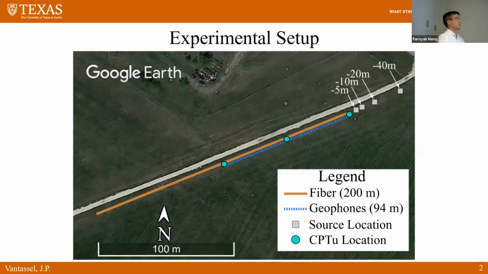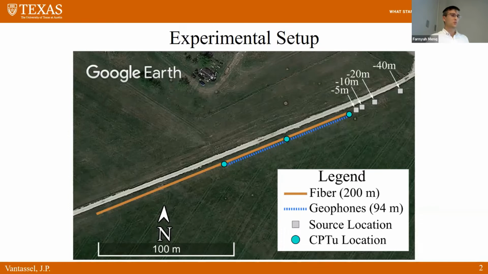Okay, so this is the site at Hornsby Bend. You've heard a few people talk about this in various presentations. At this site, we have 200 meters of fiber shown there in that solid orange line. And then adjacent to that, we deployed 94 meters of geophones in order to be able to make comparisons between the waveforms that we're getting from DAS and the waveforms we're getting from the geophones themselves.